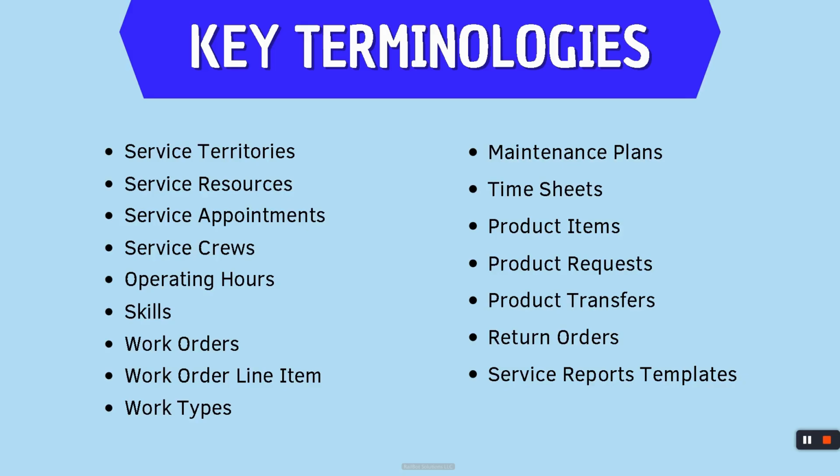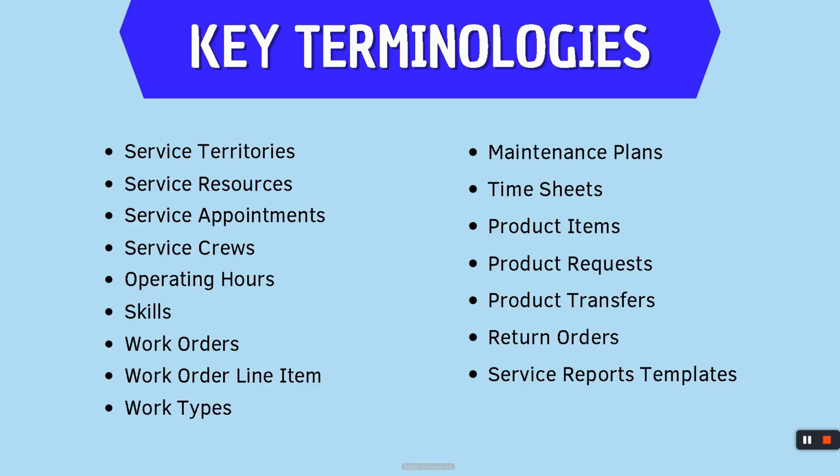Then we have the operating hours. Operating hours basically tells the system that any appointment needs to be scheduled between these operating hours. Skills is an essential part again that tells the system that if a work type has a particular skill requirement and a resource has that skill and availability, then match them and then assign that particular resource.